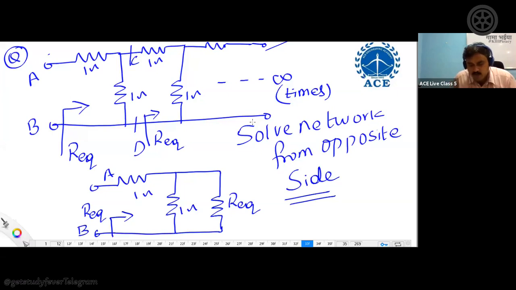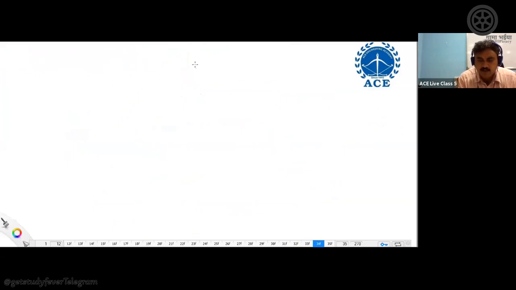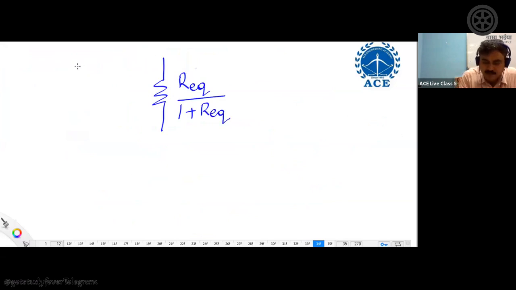So opposite end, how are these two branches connected? They are connected between the same set of nodes. That means they are connected in parallel. So what is R equivalent we can write now? We can write as R equivalent into 1 divided by R equivalent plus 1. So we will have that resistance as R equivalent divided by 1 plus R equivalent. Okay. Now, what is the remaining part of the circuit we have?